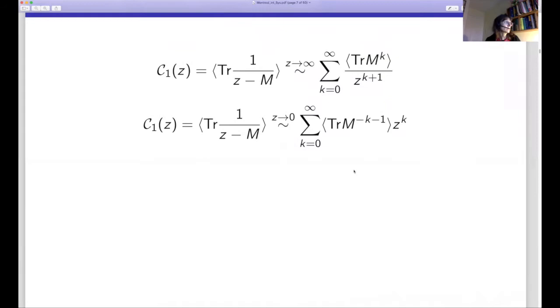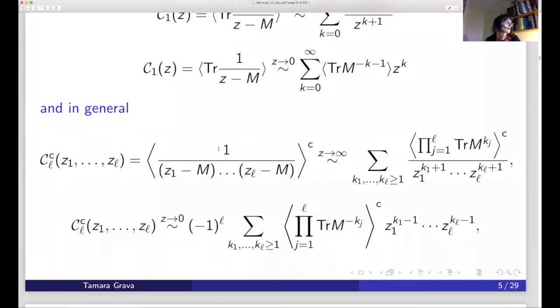And we can do the same for the multipoint correlator. So here I'm introducing the multipoint connected correlator. And again, we can expand at 0 or at infinity. And we have these correlators, which are the product of trace m to the k_j, for j from 1 to l, and the coefficient in the denominator parameterizes which powers we have. This is the expansion at infinity, and if we expand at 0, you have the trace of minus m to the k. Okay, so this is the setting.